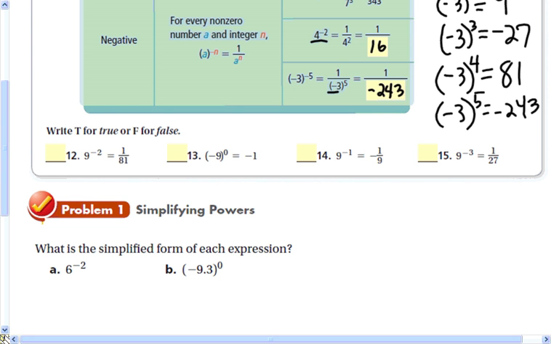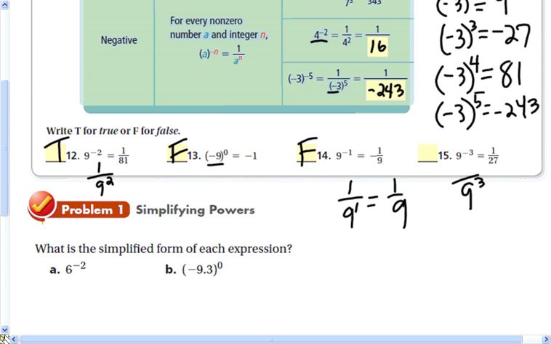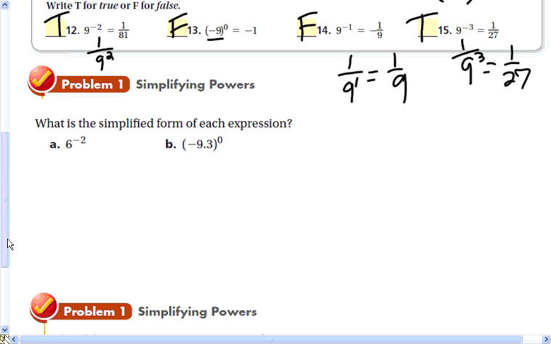9 to the negative second equals 1 over 9 to the first. The rule says it equals 1 over 9 to the positive second, which indeed is 1 over 81. Any number to the 0 power is 1, not negative 1, so that's false. 9 to the negative first is 1 over 9 to the first, and 9 to the first is just 9, not negative 9, so that's false. And 9 to the negative third is 1 over 9 to the third, which is 1 over 729. That's true.